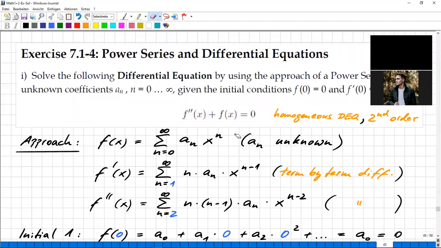Exercise sheet 7.1 about power series. This is the continuation. We have one more exercise left. It's number 4, and it's about power series and differential equations. This is quite an interesting specialty, although you haven't yet really talked about differential equations in the course, which will come later in the semester.